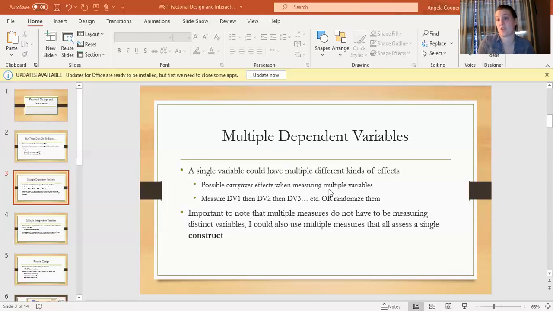So maybe some people start with the cortisol levels, other people might start with the behavioral measure of counting how many times they fidget, and then other people could start with the self-report measure, the survey, and then randomize it from there.